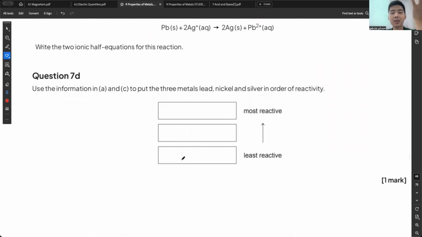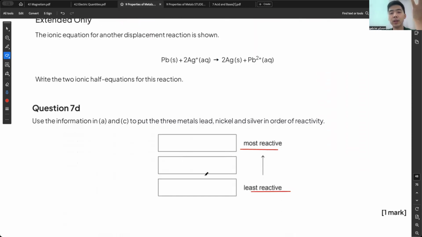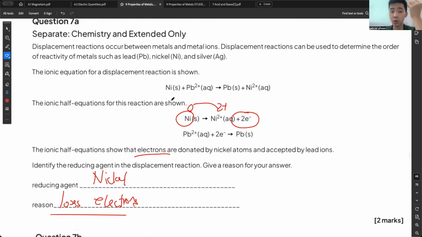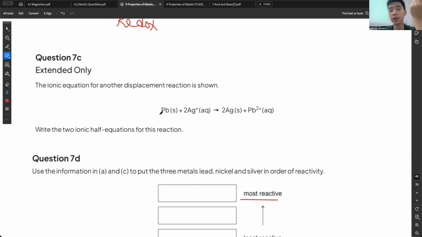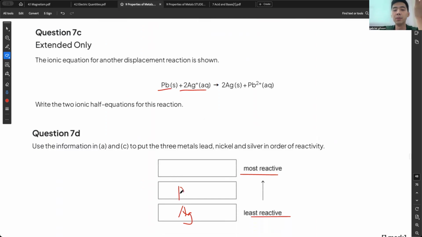Then the last part here, I need to know which one is most reactive, so I look at the first equation. You see how this thing was solid and this thing was in an aqueous state? Now this thing displaced this thing, so I know this thing is more reactive than this thing, because I literally stole it away. I stole the boyfriend away, right? So first and foremost, I know nickel is more reactive than this lead here. Then look at this equation. The lead actually displaces silver, which makes sense because silver is at the bottom of the reactivity series. The only thing that cannot displace silver is gold. So I know that definitely Ag is at the bottom, Pb is on top of it, and then nickel is on top.